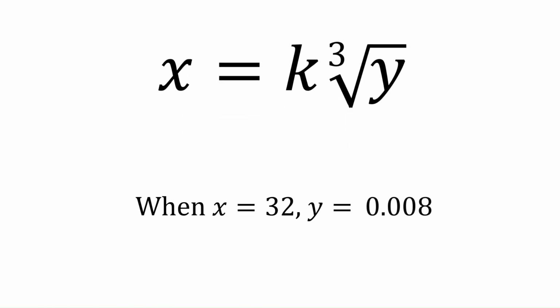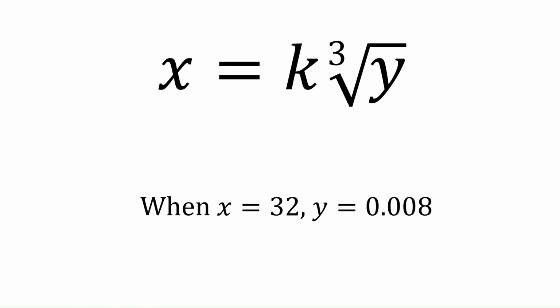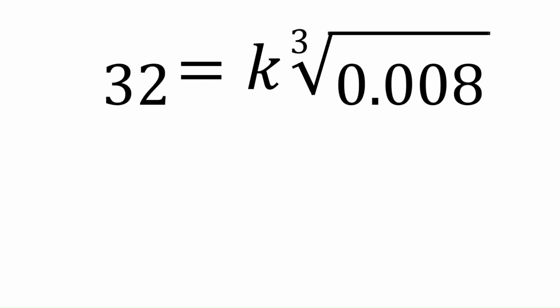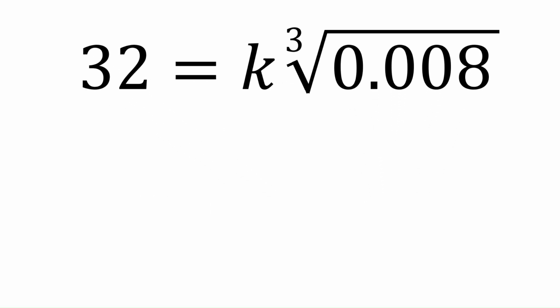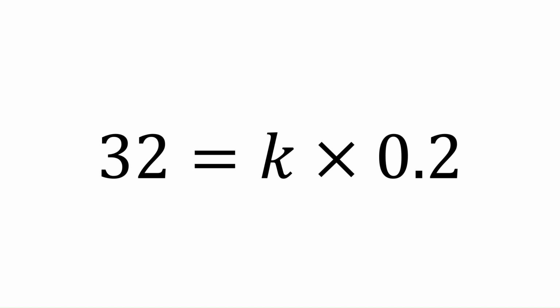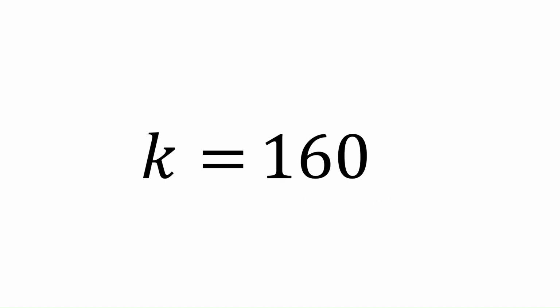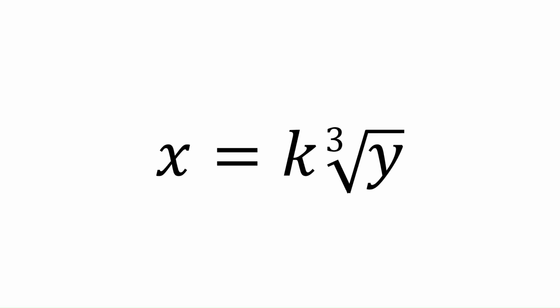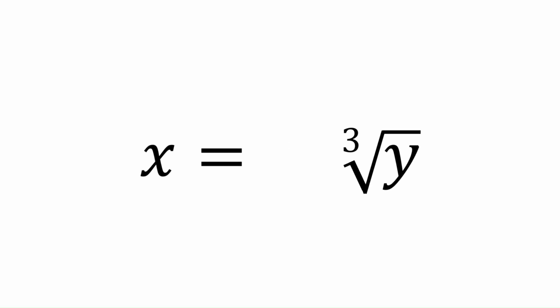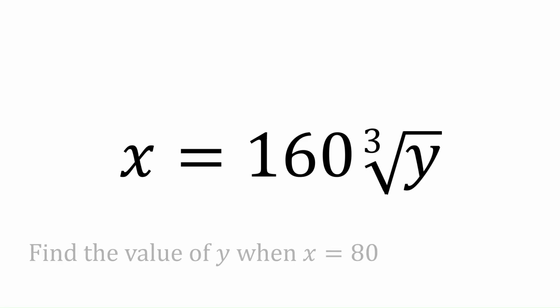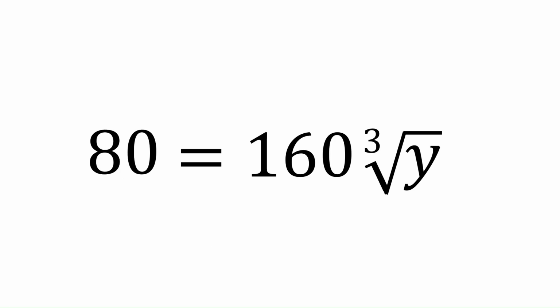Often our goal with these type of questions is to work out what the proportionality constant is. So we can substitute 32 in for the x and 0.008 in for the y. Now we can cube root the y to get 0.2. And finally a quick bit of rearranging will give k equal to 160. We can now look back at the equation that we wrote a moment ago, but substitute 160 in for the k. And finally, to finish off the question, we've been asked to find the value of y when x equals 80, so we can substitute 80 into the equation.